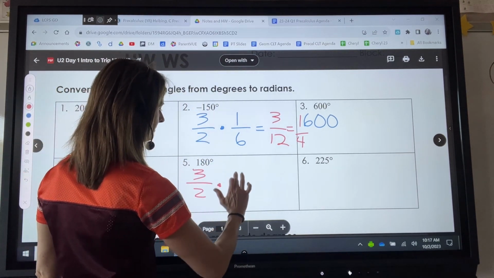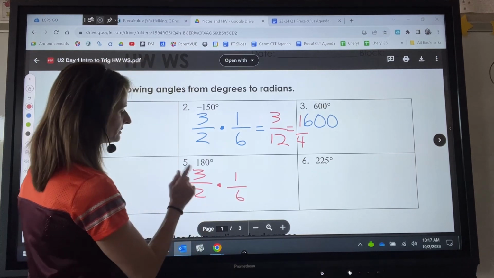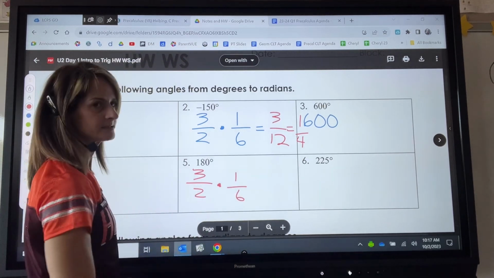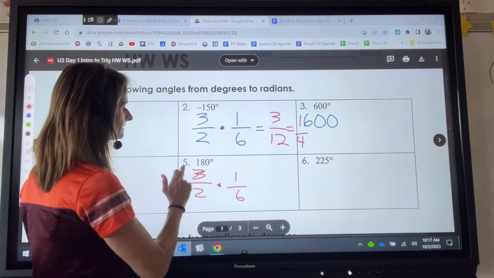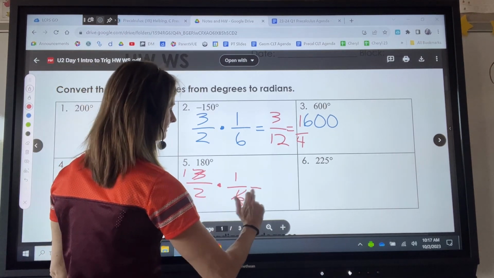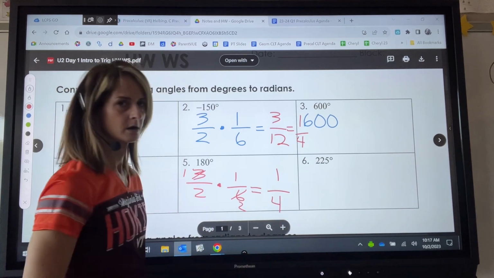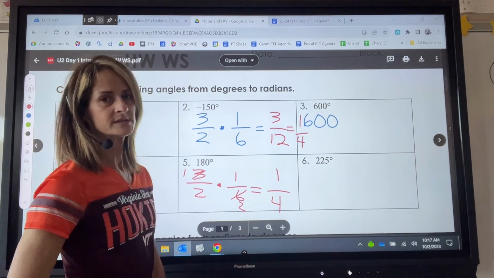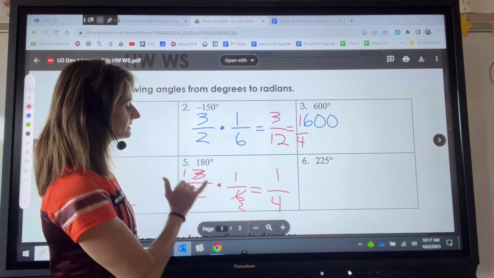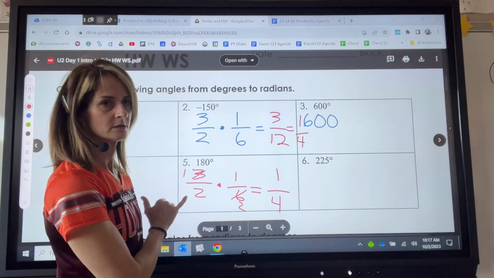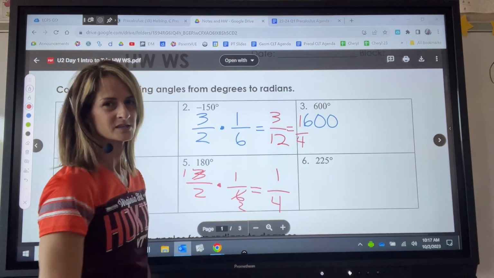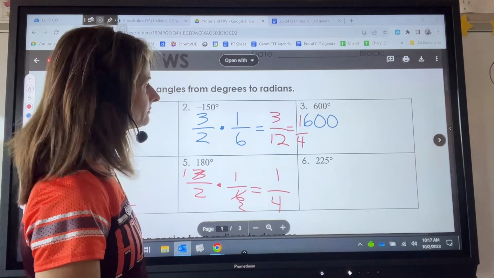If I look at this problem first, the numerator and the denominator, here's a 3, here's a 6. 3 goes into 6 evenly. 3 goes into 3 once, 3 goes into 6 twice. Now I have 1 times 1, 1, 2 times 2, 4. We're going to try that with the 600 degrees. We're going to simplify the fraction first and then multiply across, so we don't have to deal with the 600.